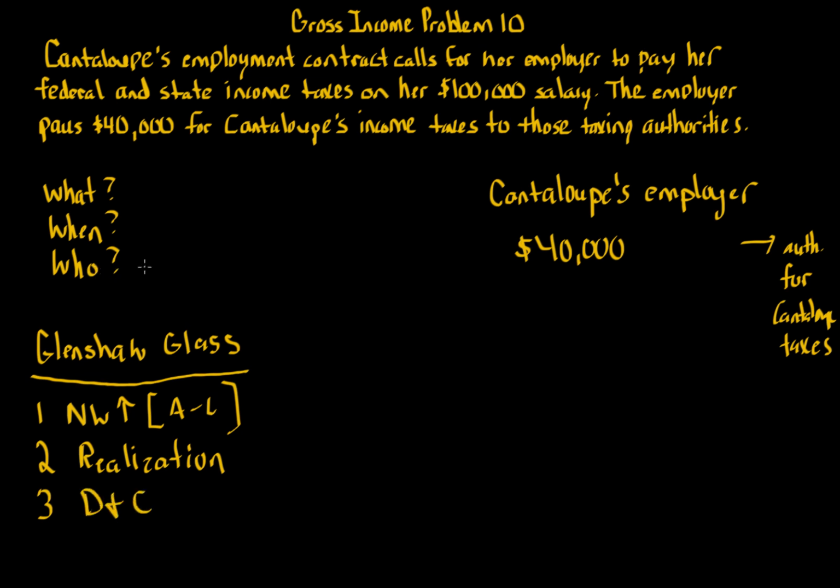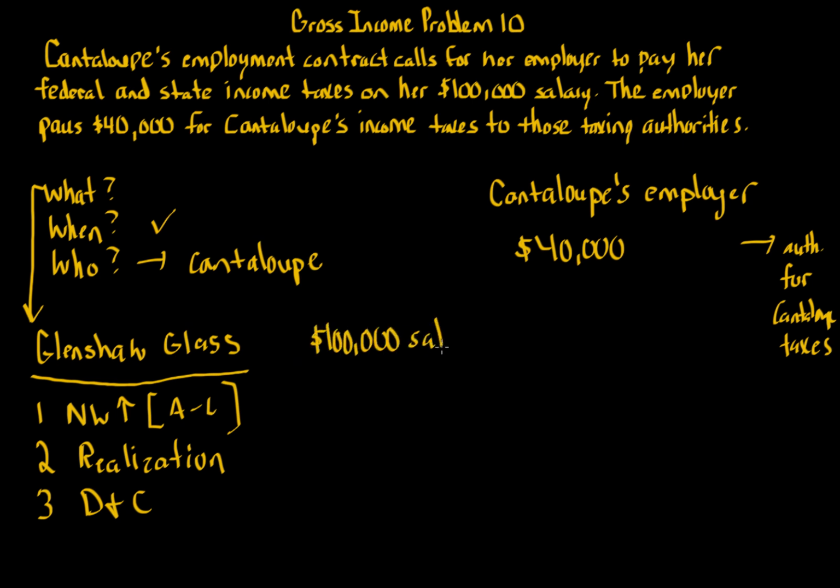And we're focusing here on the who. We're focusing on Cantaloupe because we're not focusing on the employer. The employer is paying out wages as well as the $40,000 of taxes. So we're looking at gross income, so we're only focused on the employee, Cantaloupe. And again, there's 2 real issues here. The $100,000 salary and the $40,000 of taxes. We're dealing with the same tax year, so we don't have to really worry about that. It's all in the same tax year. That's the real question. And then again, that's what Glenshaw Glass defines, whether we have income, and if we do, what's the amount. So looking at the $100,000 salary, this is pretty clear.